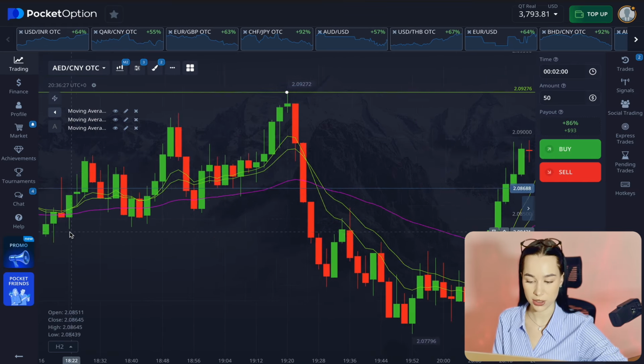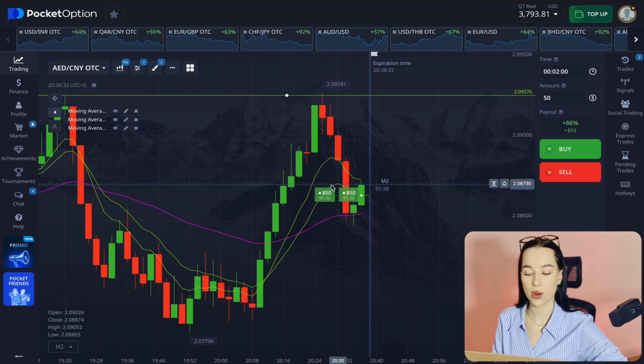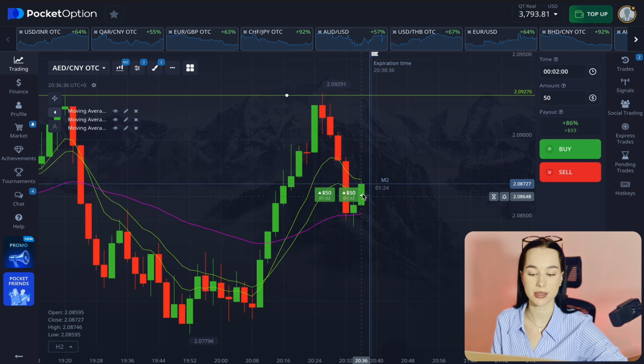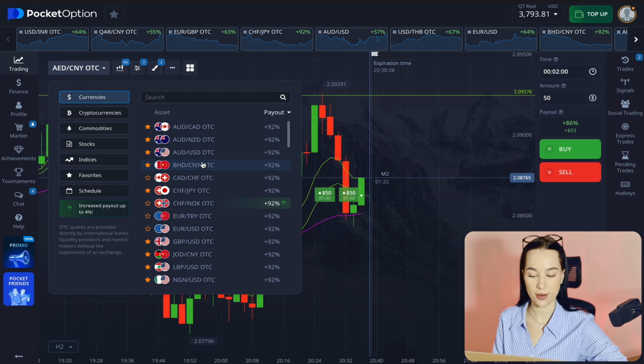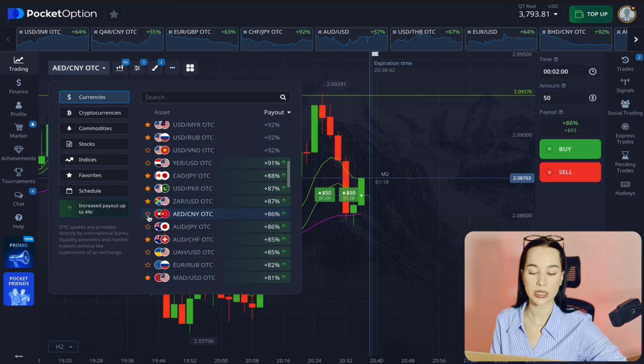Also, what does this pink line mean? As you can see here, it was a downward trend and the actual support level was not here yet, but our price reached the pink line and started reversing from there. So sometimes this pink moving average with a period of 50 could act as a support level. So you also need to check it out.